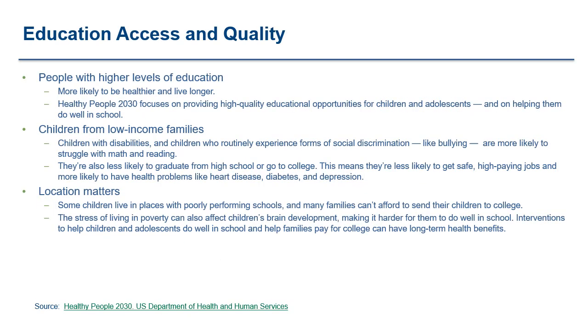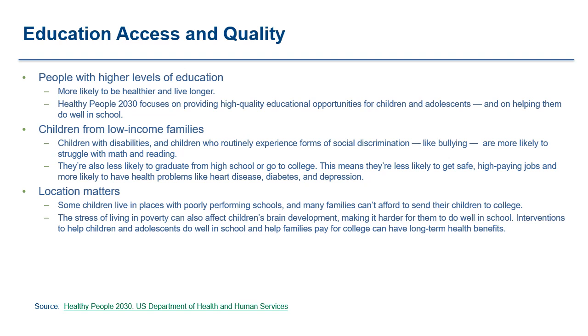So let's talk a little bit about each one of these things. Educational access and quality. People with higher levels of education tend to be healthier and live longer. Children from low-income families or children with disabilities frequently experience social discrimination or bullying. They're more likely to struggle with math and reading. They're less likely to graduate or go to college, which means they're less likely to get safe, high-paying jobs, which puts them at risk for greater healthcare problems.